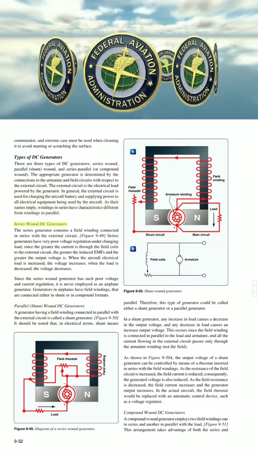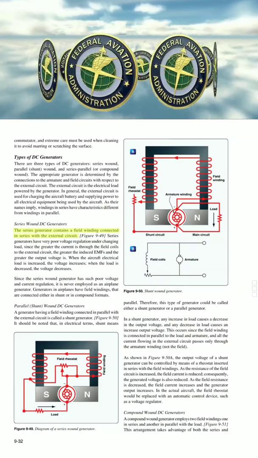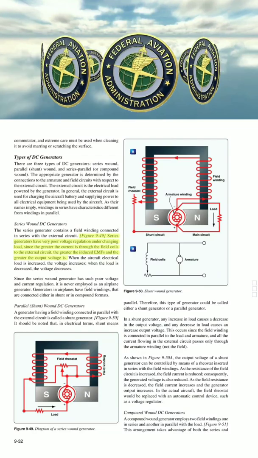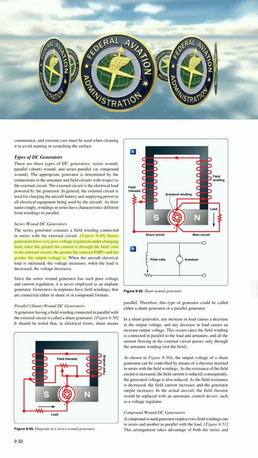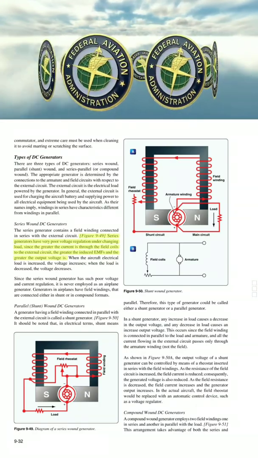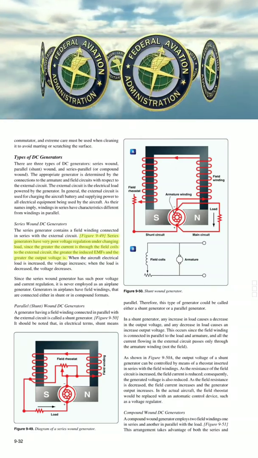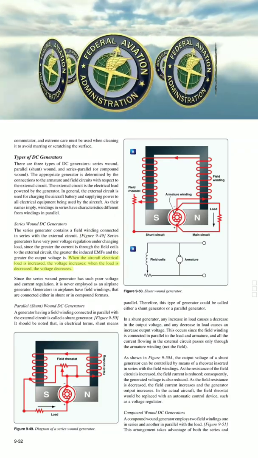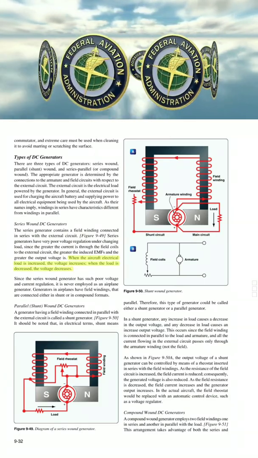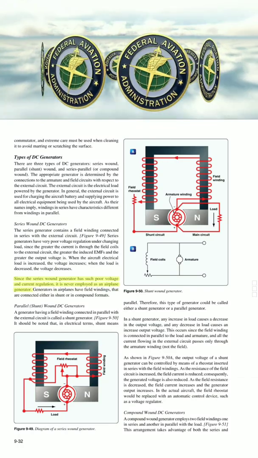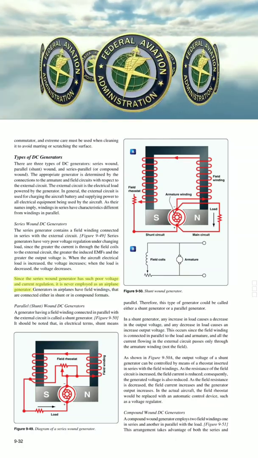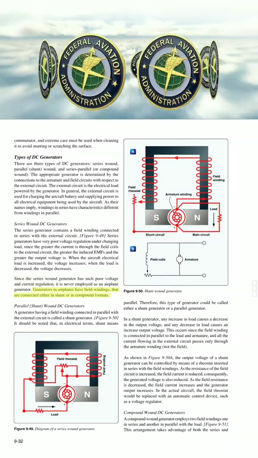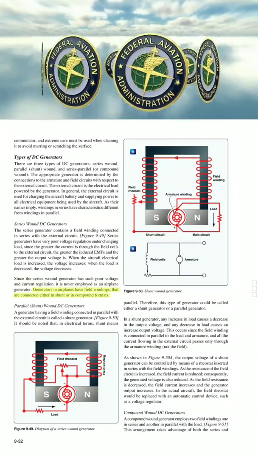Series wound DC generators. The series generator contains a field winding connected in series with the external circuit. Figure 9-49. Series generators have very poor voltage regulation under changing load, since the greater the current is through the field coils to the external circuit, the greater the induced EMFs, and the greater the output voltage is. When the aircraft electrical load is increased, the voltage increases. When the load is decreased, the voltage decreases. Since the series wound generator has such poor voltage and current regulation, it is never employed as an airplane generator. Generators in airplanes have field windings, and are connected either in shunt or in compound formats.